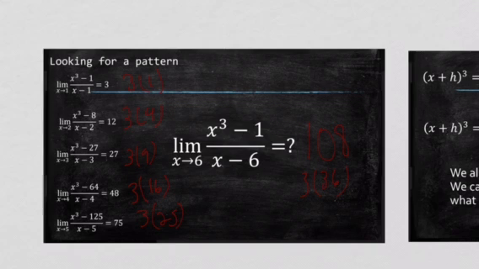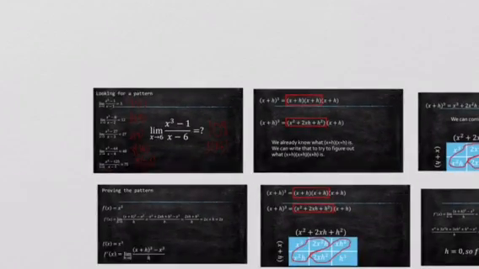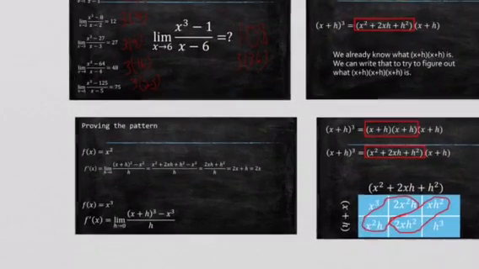Okay, it's 3 times 1 squared. It's 3 times 2 squared. 3 times 3 squared. 3 times 4 squared. 3 times 5 squared. And 3 times 6 squared. So this seems like a pretty clear pattern, and we want to prove it. So what we have to do is work with the limit definition for x cubed.